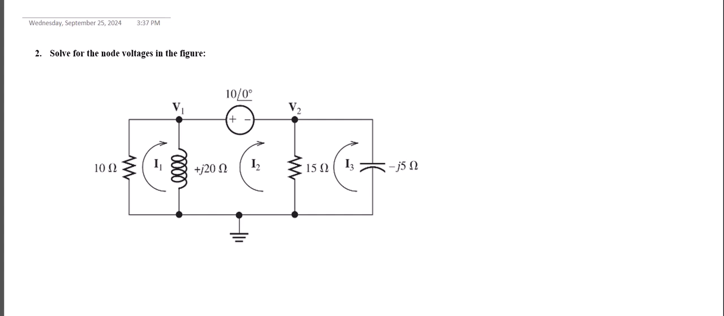We could do this one. It looks like it's set up for you. It's very tempting to do it with mesh analysis, but it turns out it's actually pretty easy to do with nodal analysis, because this one is one where we could use a supernode.